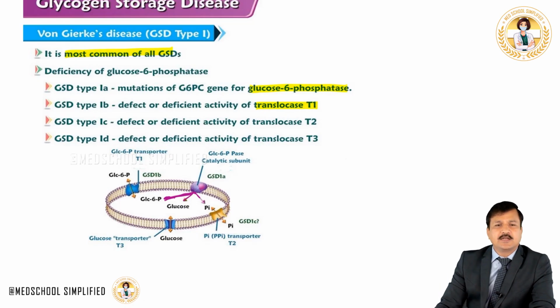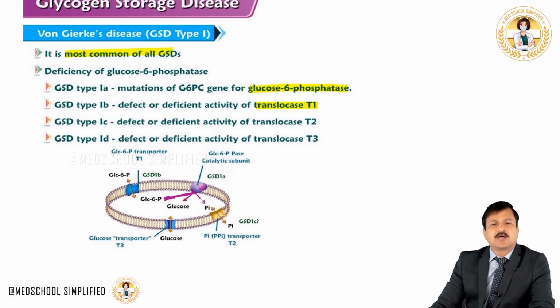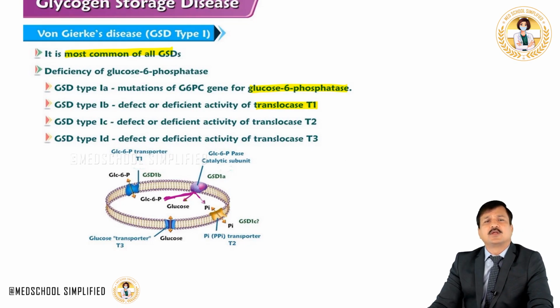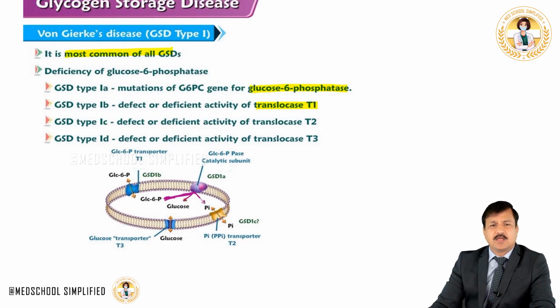Now glucose and inorganic phosphate which is released there will be getting out of the lumen of endoplasmic reticulum into the cytoplasm by a transporter called inorganic phosphate transporter, T2 transporter or T2 translocase, which allows inorganic phosphate to come out of the endoplasmic reticulum into the cytoplasm. The glucose will come out of the endoplasmic reticulum into the cytoplasm by T3 translocase, which is also called a glucose transporter, that is T3.